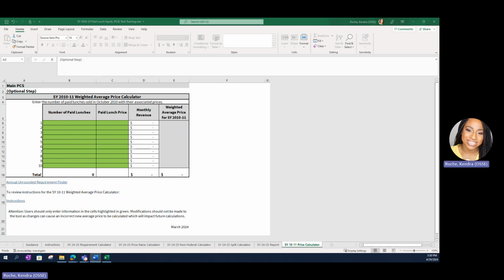This brings you to the School Year 2010-11 Price Calculator tab. On this tab, you will need to enter the total number of paid lunches from October 2010 and the corresponding paid lunch prices for each site. To find this information, find your OSSI NSLP reimbursement claim form from October 2010. Note the number of paid lunches for each site and enter them in the number of paid lunches column. Note, to navigate between cells after entering data, use the Tab key or click with your mouse.